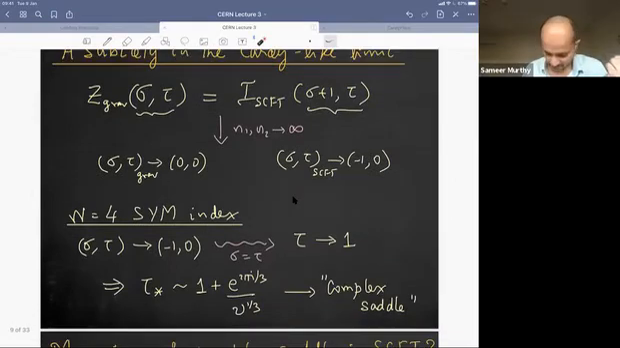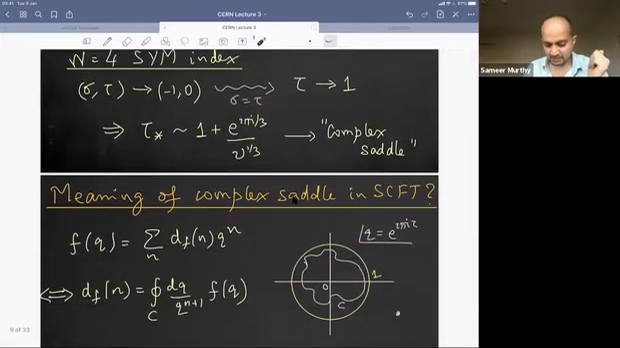That's why it's called a complex saddle. Okay, so i times tau is not real but complex. Gravity somehow automatically forces you to do this. So let's now ask, what's the meaning of this complex saddle in CFT?